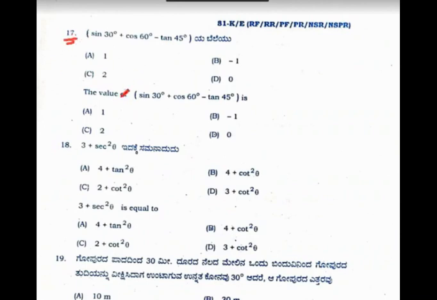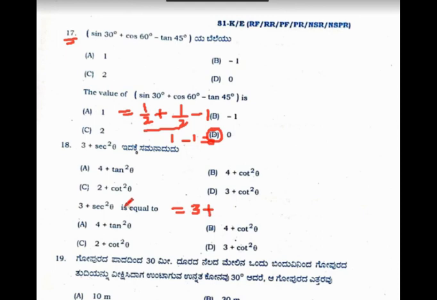Moving to 17th question. The value of sine 30 plus cos 60 minus tan 45 is. Sine 30 value is 1 by 2, cos 60 also 1 by 2, tan 45 value is 1. 1 by 2 plus 1 by 2 is 1, 1 minus 1 is 0. Correct option for 17th question is 0, D option.